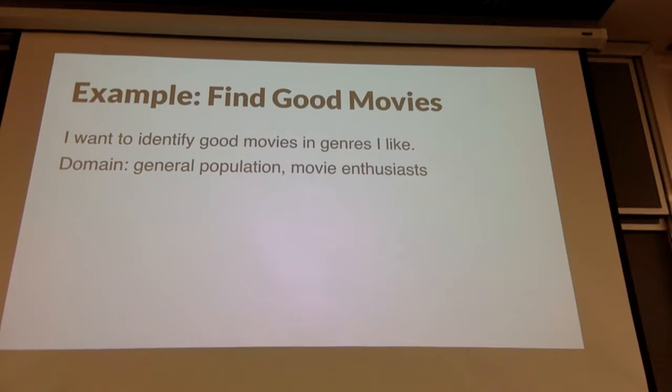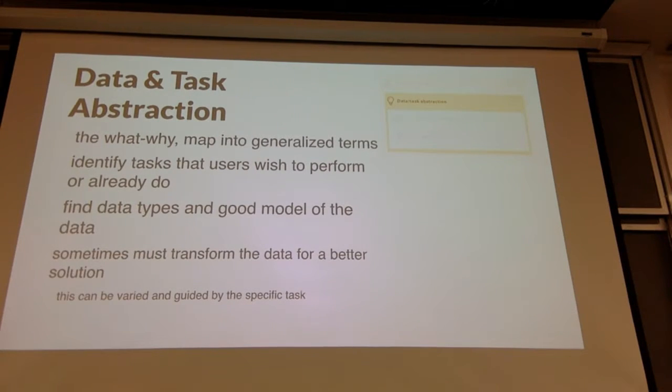You had a comment? Oh, I just gotta say, top grossing movies instead of IMDb and whatnot. Yes. So the question here is really the data task abstraction that we do next. And so when we ask the what and why and map this into generalized terms, identify the task, like you said. What is the task that we actually want to deal with? Do I want to find good movies that I could watch next? Maybe I want to exclude all of those that I've already seen. And then find data types and a good model of the data.